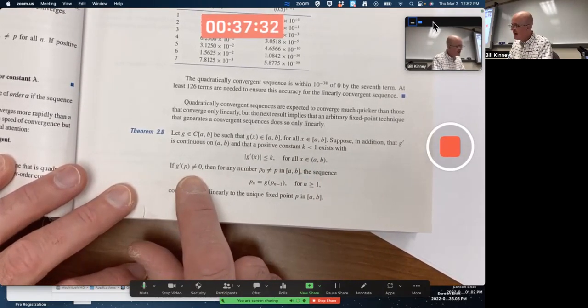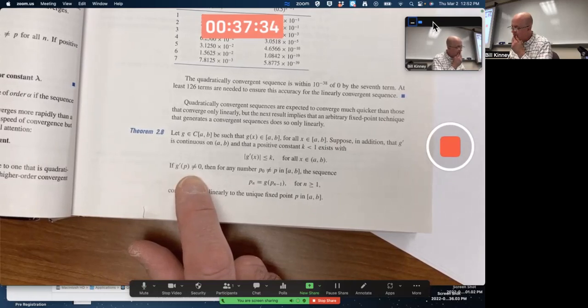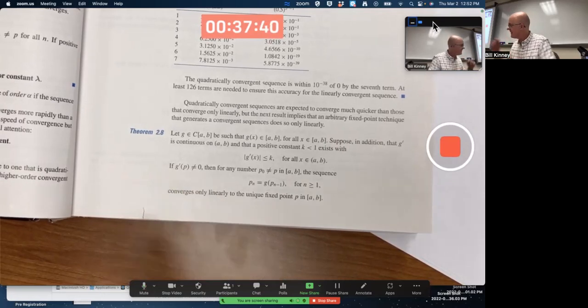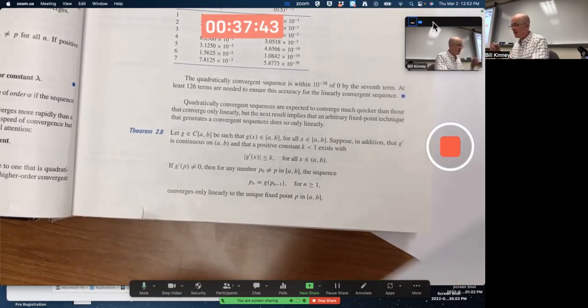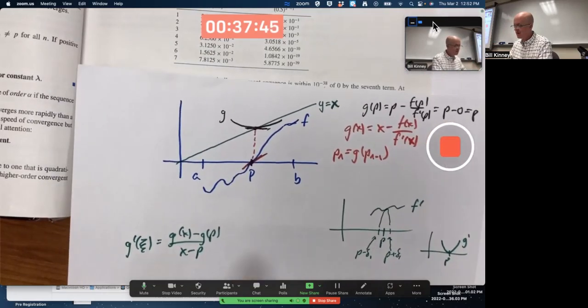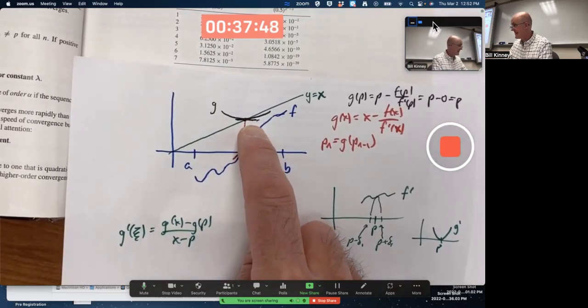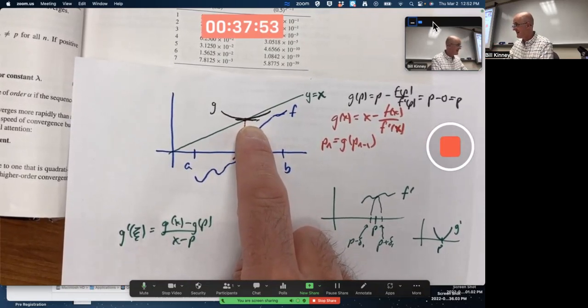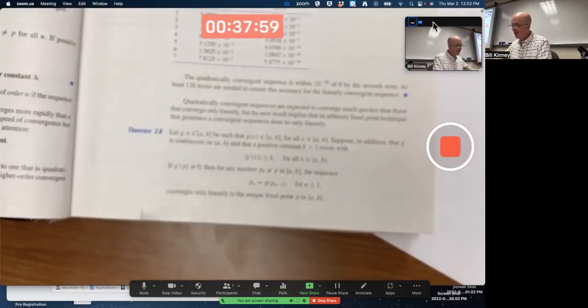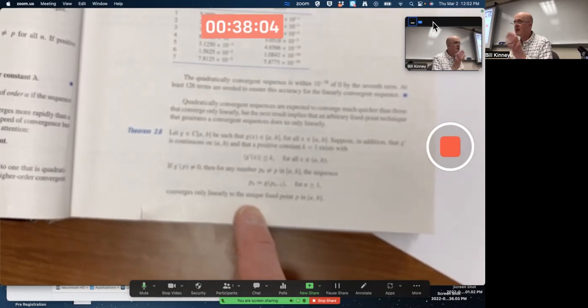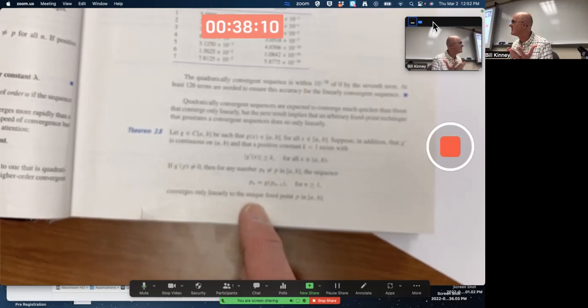If G prime of P is non-zero, which is not what typically happens with Newton's method, right? This is not Newton's method typical situation, because with Newton's method, we got G prime of P was zero typically, it seems, unless it's undefined. As long as F prime was non-zero, G prime of P was zero. So this is actually not something that applies to Newton's method. It's applying more generally to arbitrary iterations, like the logistic map.